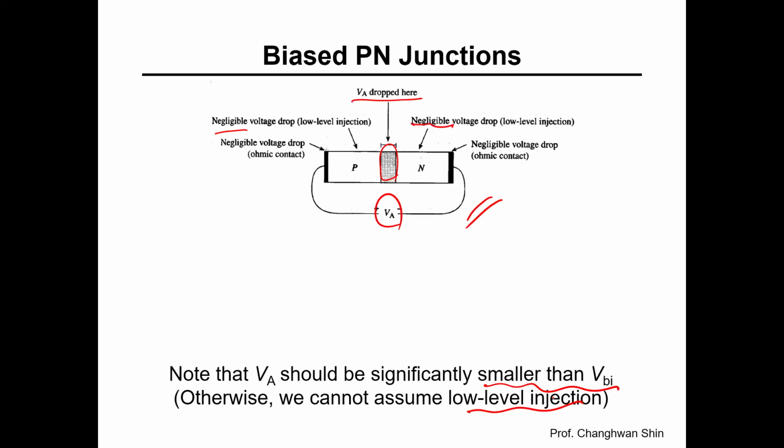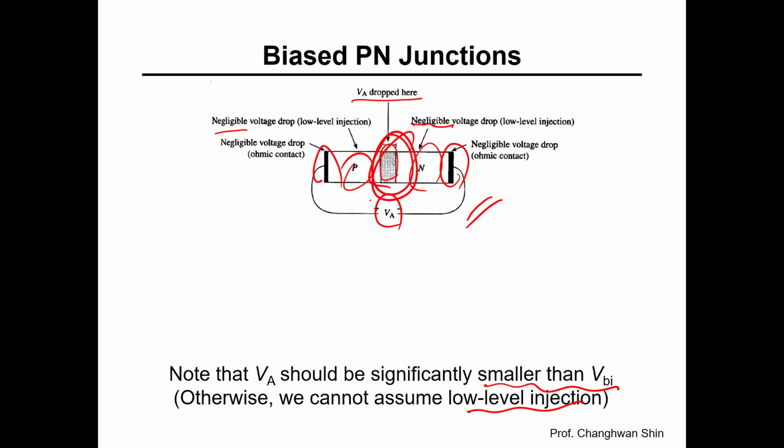The diagram also points out negligible voltage drops at the ohmic contact here, where metal connects to the semiconductor, and in the neutral regions here and there on either side of the junction. This allows us to focus our analysis on what happens at the junction itself.